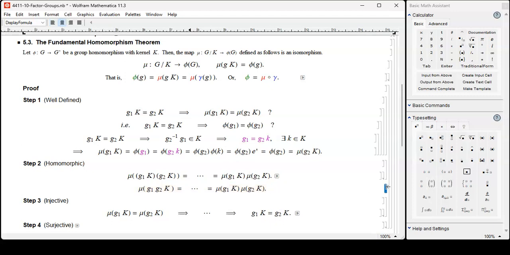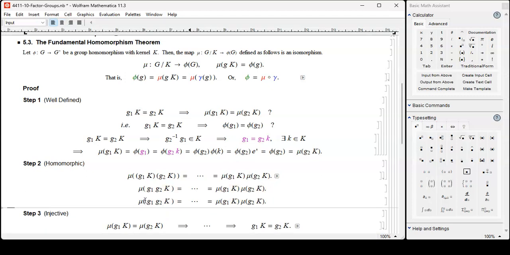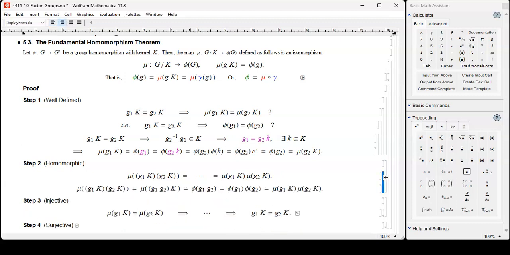And then this is the same as, let's see, phi of g1 times g2. Okay? How about the right-hand side? Mu of g1k, that's by definition phi of g1. And this one is, of course, phi of g2. And is this true? Yes, it is. Phi is a homomorphism, so it is true. So yeah, that's pretty simple. And here's the full proof. No problem there, right?